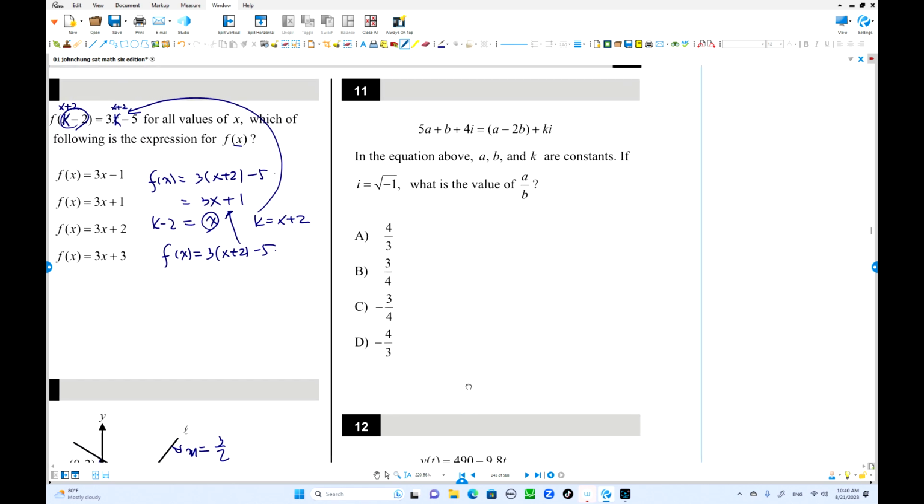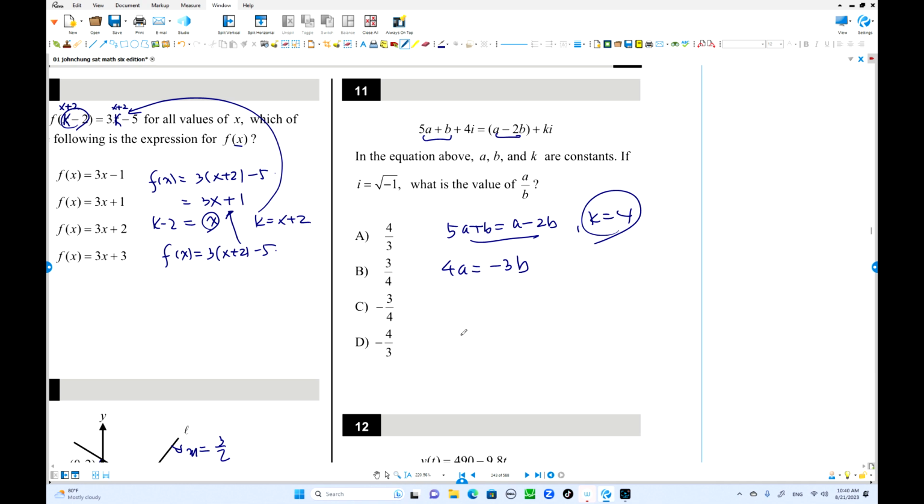Right, number 11. You have a complex number equation. So over here, real is real, okay? 5a plus b equals a minus 2b. Imaginary equals imaginary, k equals 4. But we don't need this one. From here, you can simplify. 4a equals negative 3b.